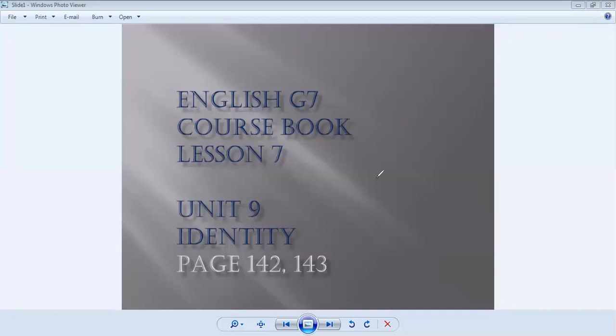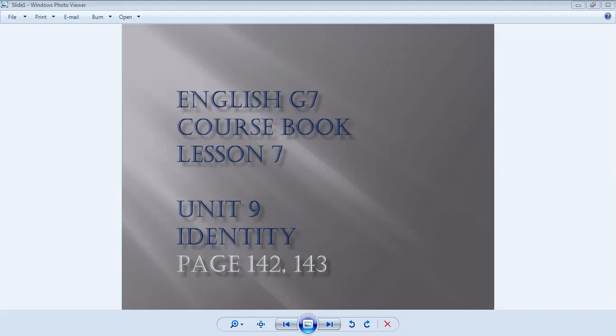We're going to continue with identity, but last lesson we studied the fables, numbers 1, 2, 3. Is that right? Yeah. So this time we're going to continue, and here on page 142, our story is about captured. So what is this about?